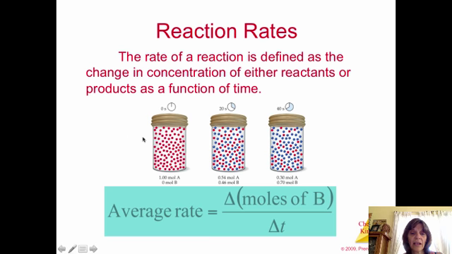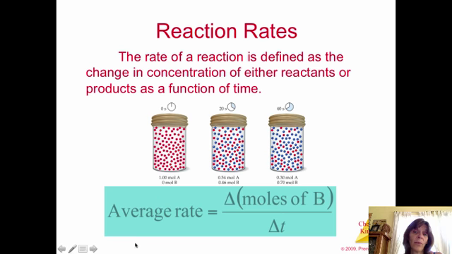You can see these bottles here. A represents the reactant. B, the blue, represents the product. And in the beginning, if you have all red A particles, over time, some of those are going to change into the product, and with more time, you're going to get even more of the blue and less of the red because it changes over time.